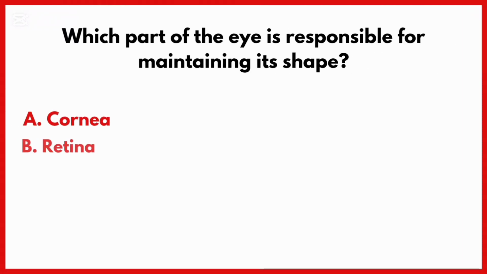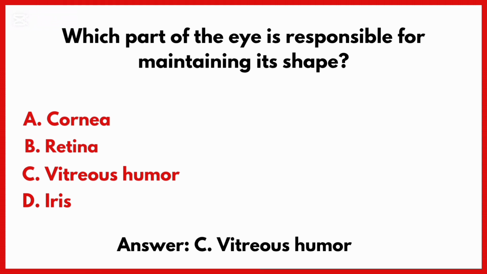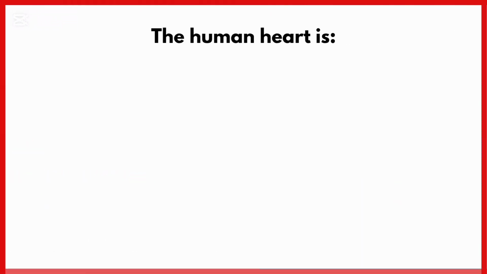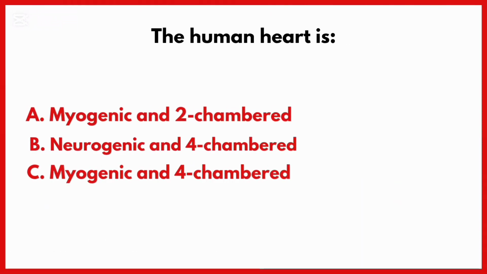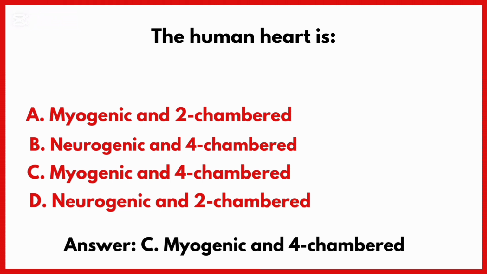Which part of the eye is responsible for maintaining its shape? Correct answer is option C, vitreous humor. The human heart is. Correct answer is option C, myogenic and four-chambered.